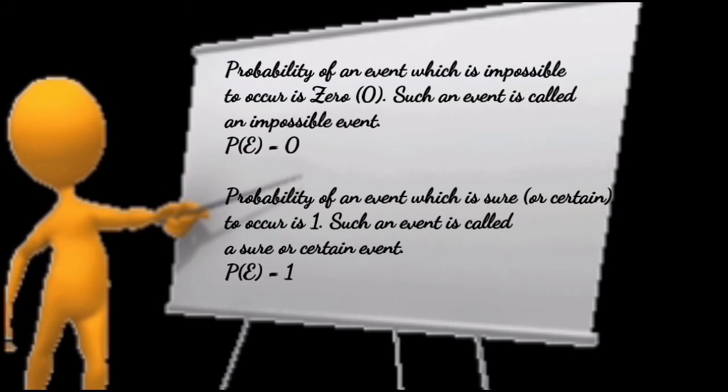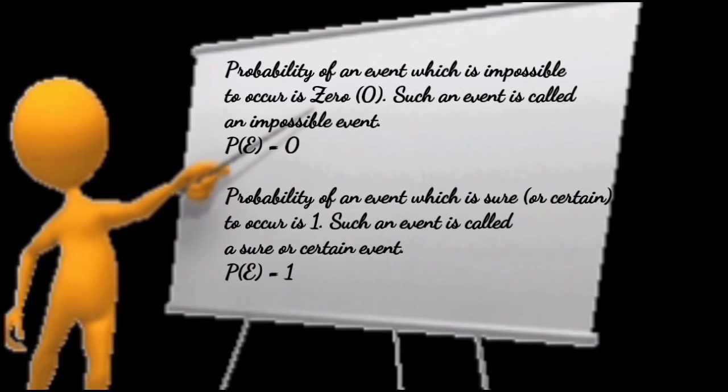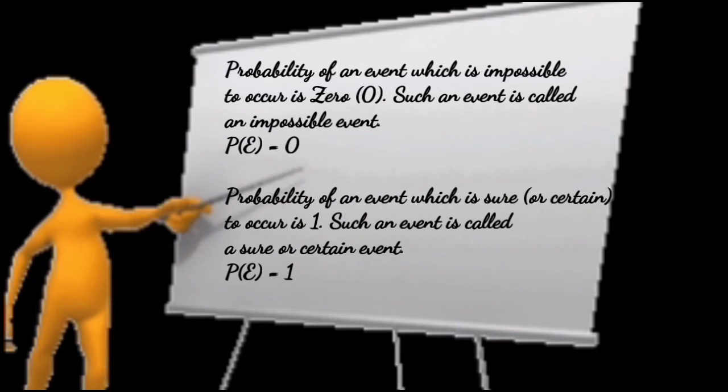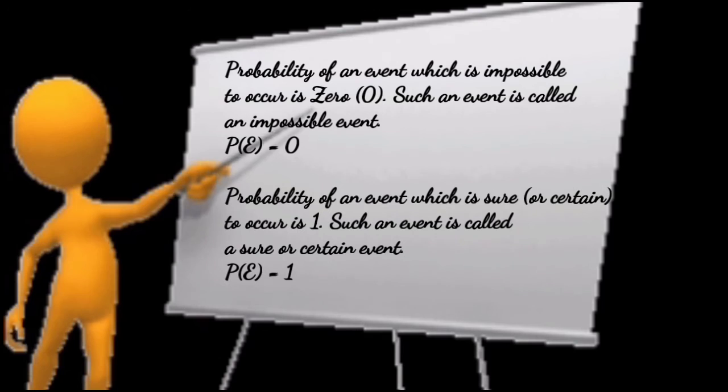That is, P of E is equal to 0. Probability of an event which is sure or certain to occur is 1. Such an event is called a sure event. That is, P of E is equal to 1.